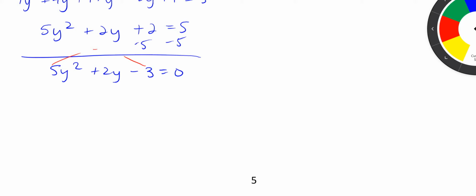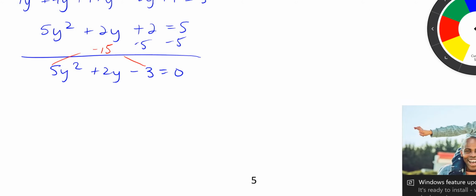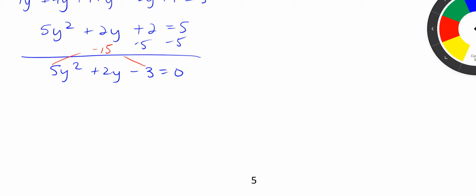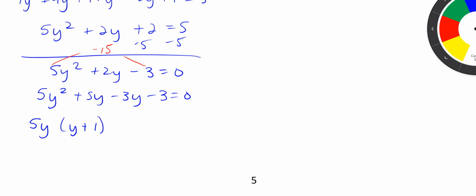All right, so if I get that negative 15 up here, then what multiplies to make negative 15 but adds to make 2? That's 5 and negative 3. So I have 5y squared plus 5y minus 3y minus 3 equals 0. First two terms, I have a GCF of 5y, giving me y plus 1. Second, have negative 3, giving me y plus 1 as well. So I get two factors, y plus 1 and 5y minus 3.